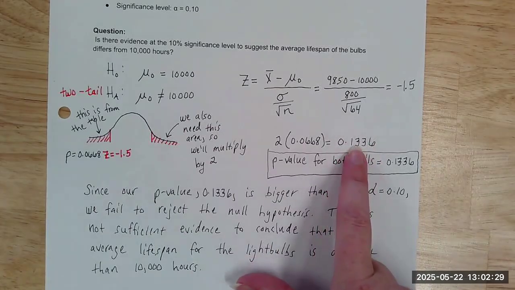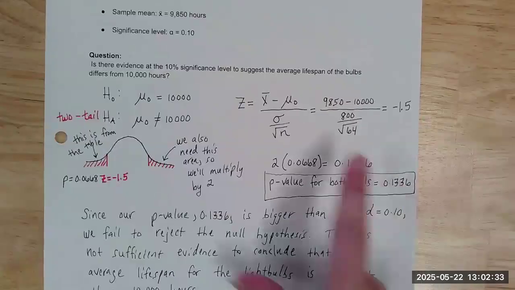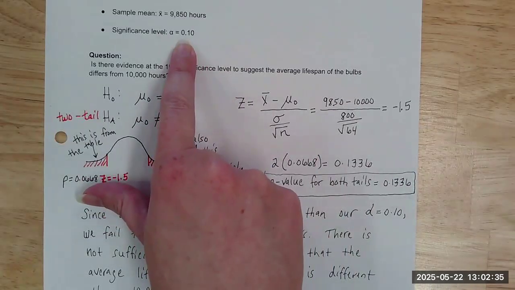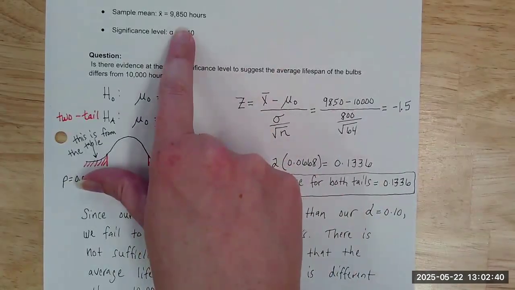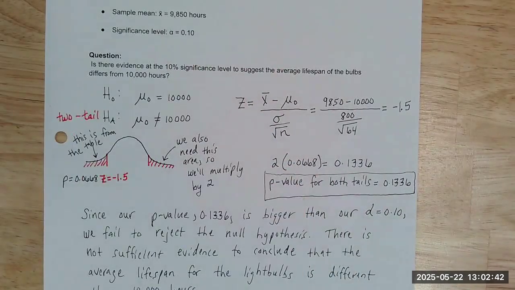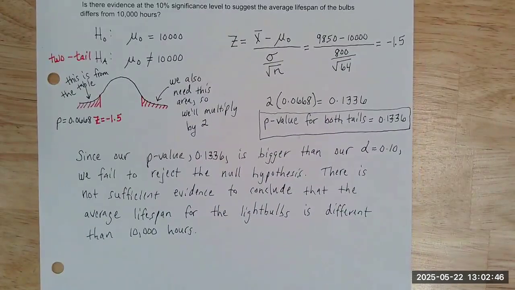And you're comparing this value, the 0.1336, to your significance level. The alpha is 0.10. This one was bigger than the significance level though, so we had to fail to reject the null hypothesis. How you feeling?